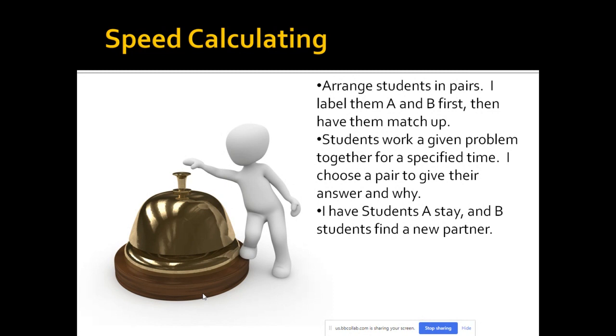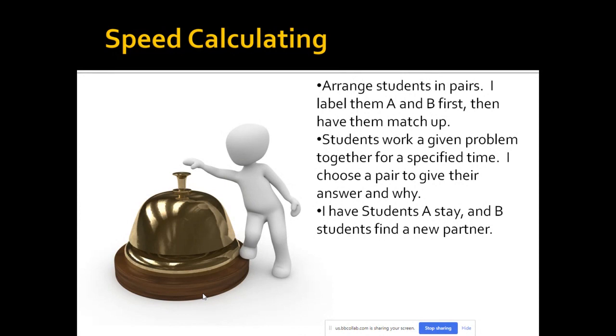So I called it speed calculating, mainly because they were calculating something, and it was modeled after speed dating. I was using this concept before I ever went to anything to learn about engaging students, only to find out this really was concentric circles. And when I heard that, I went, I'm already using this. That's a concept I already did.